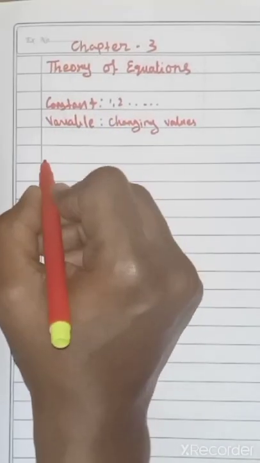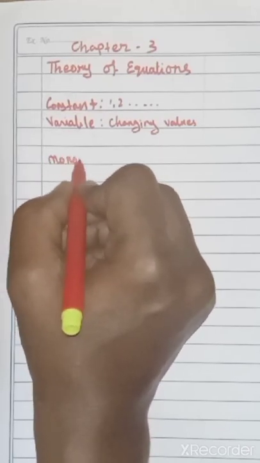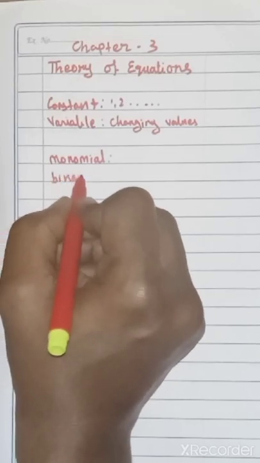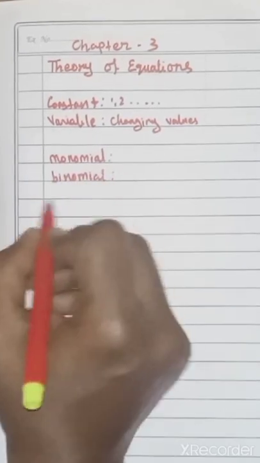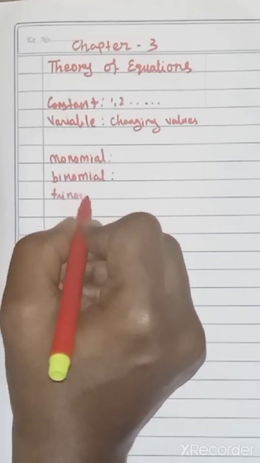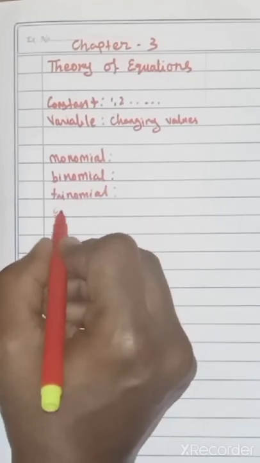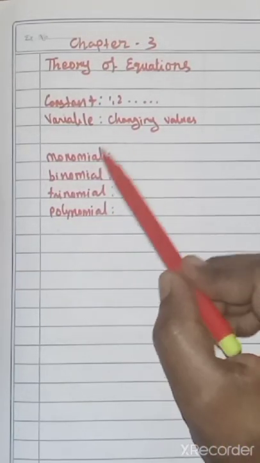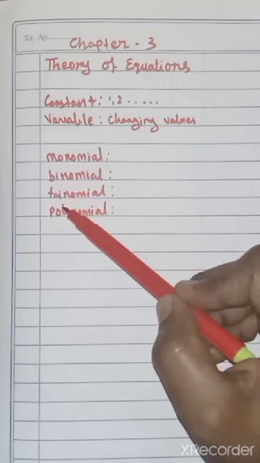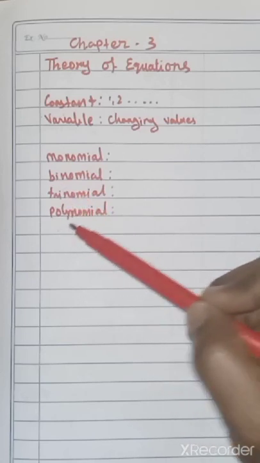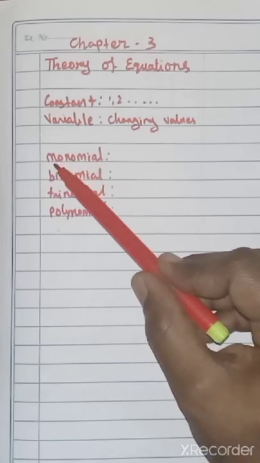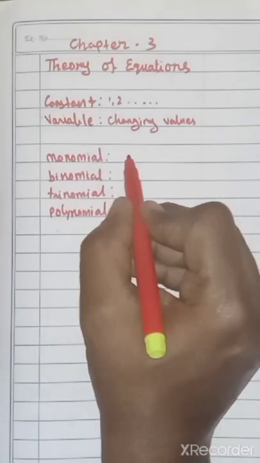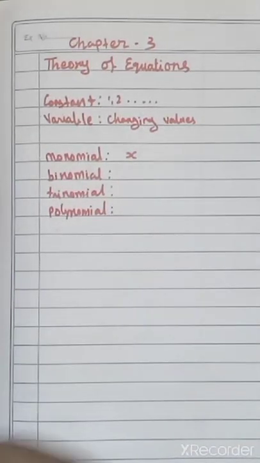Now tell me, what is a monomial? This is all you have studied in your lower class. Binomial, trinomial, and polynomial. What is meant by mono? Single. Bi, two. Tri, three. Poly means more than 3. Correct? So if the equation has only one term, then it is called monomial. So we can take it as x. So this is your monomial.